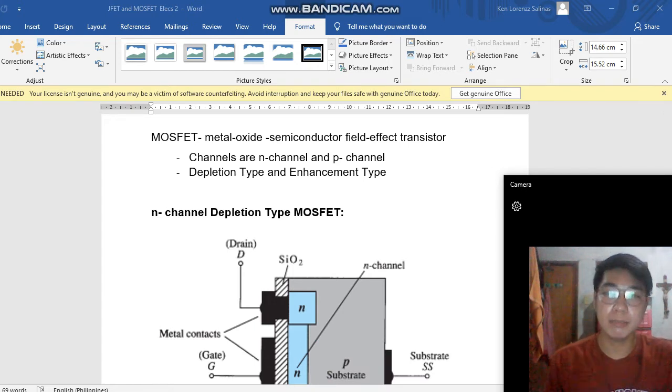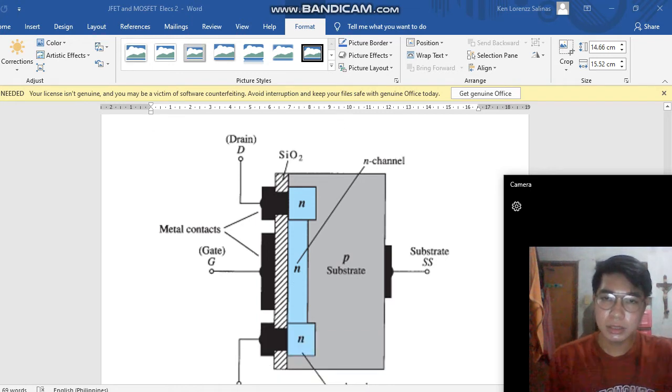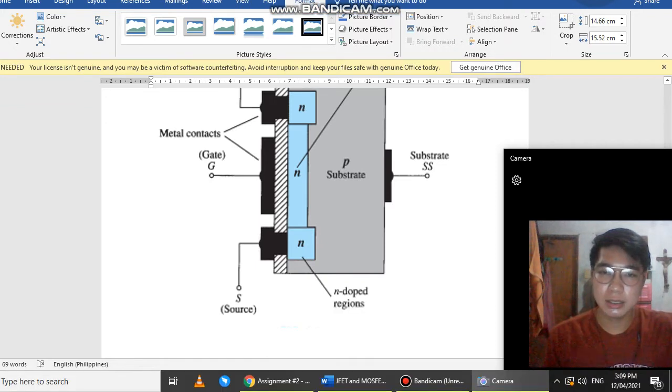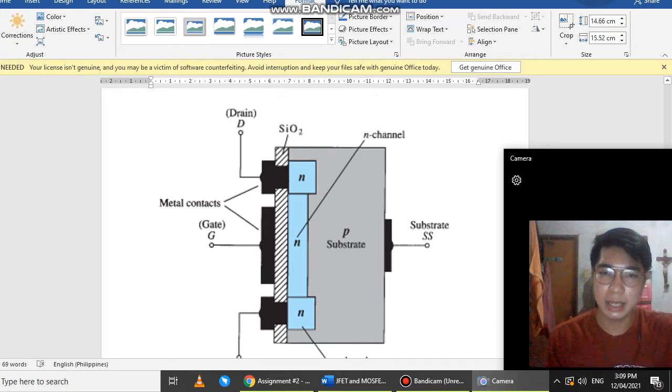For the N-channel depletion type MOSFET, it has the following parts. Like the JFET, we have the drain, which the electron goes out, and the source, and we have the gate, which controls the flow of electrons. However, there is a dielectric inserted between the gate and the P-type semiconductor, which we call the silicon oxide.